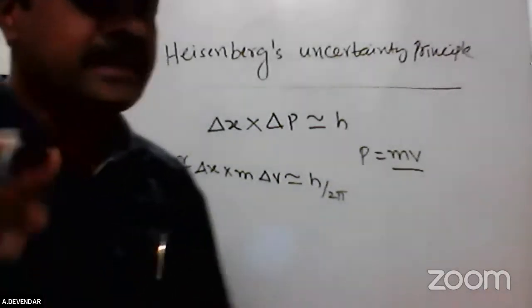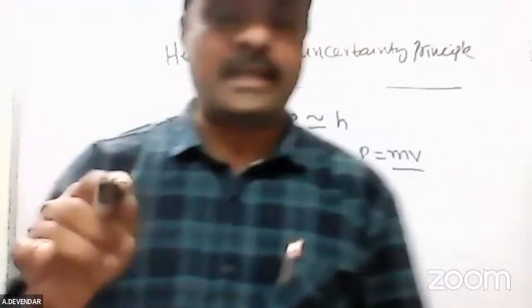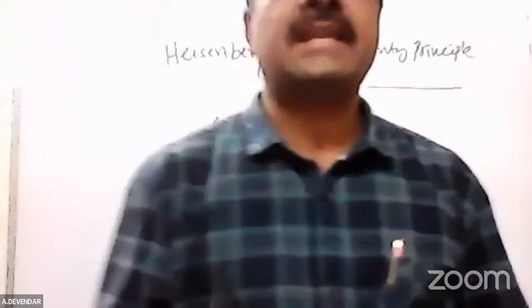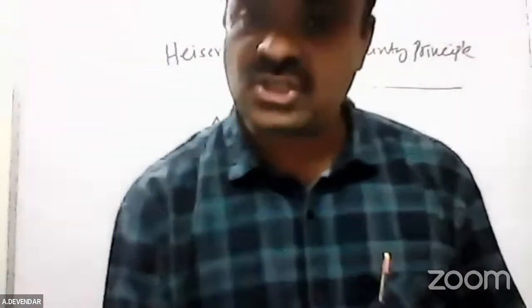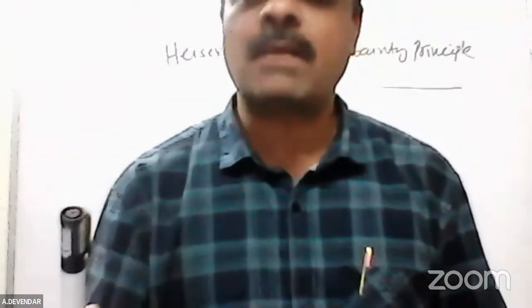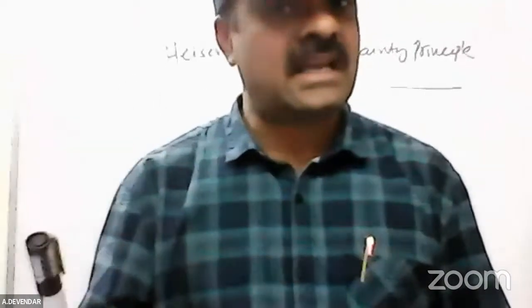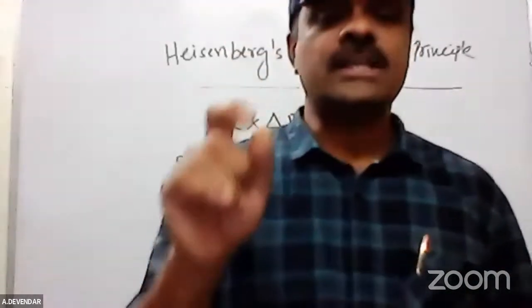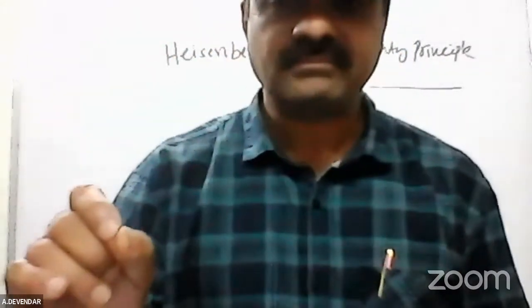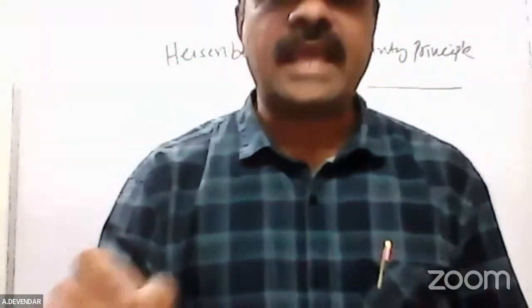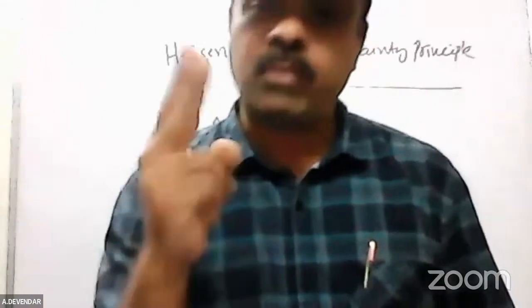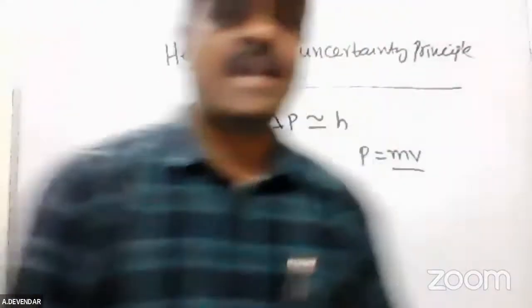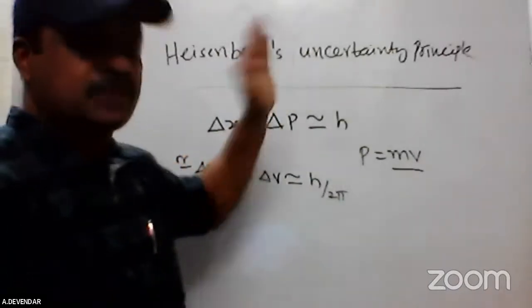I hope that you can understand the concept. The main definition is that it is impossible to determine simultaneously and accurately the position as well as the momentum of a fast moving particle like an electron in an atom. Why? Because in the atom, the electron is moving very fast. You can't calculate exactly and simultaneously both the position as well as its velocity. That is called Heisenberg's uncertainty principle. Okay, friends.